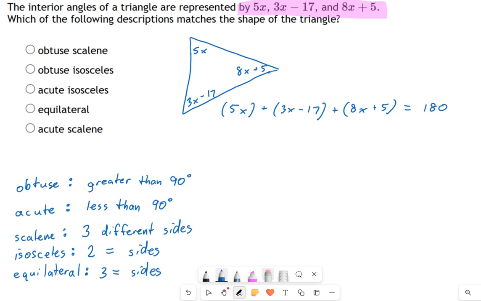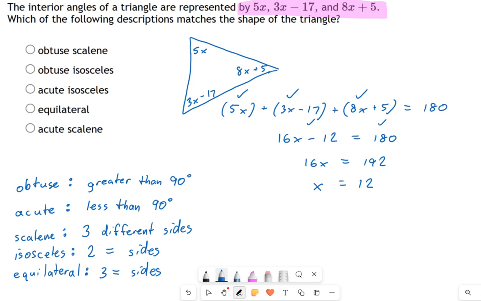So when I add together my x's, 5x plus 3x, that's 8x, plus 8 more x, that's 16x. And if I add up my numbers, I'm looking at minus 17 and plus 5, so that's minus 12. So 16x minus 12 equals 180, which means 16x equals 192. And if I do some division, I get x equals, boy, I hope I'm right on this, I think that's 12. x equals 12.